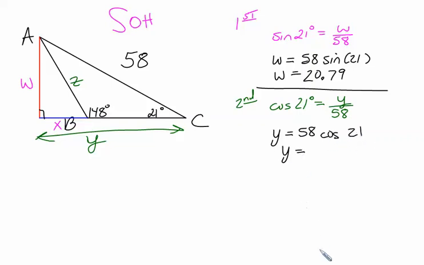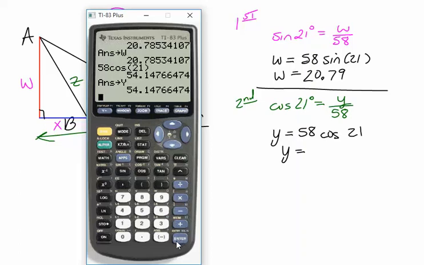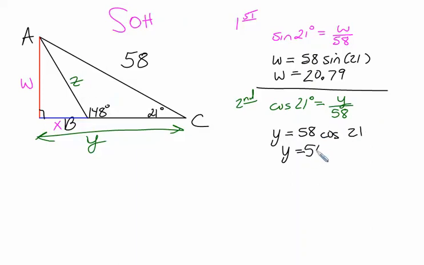And we'll go back to our calculator. 58 times the cosine of 21, there it is, and we can store that, STO in the bottom left, as Y, which is alpha Y. 54.15 approximately. Okay, so we've got W and Y taken care of.